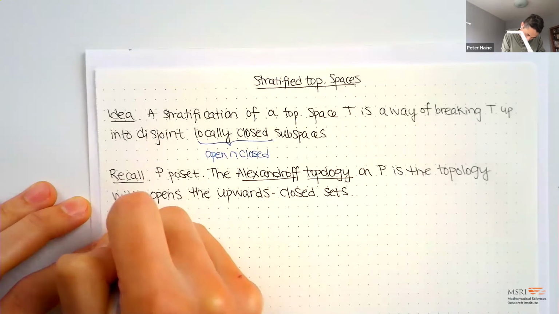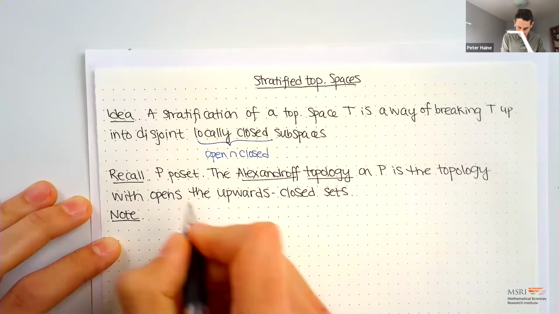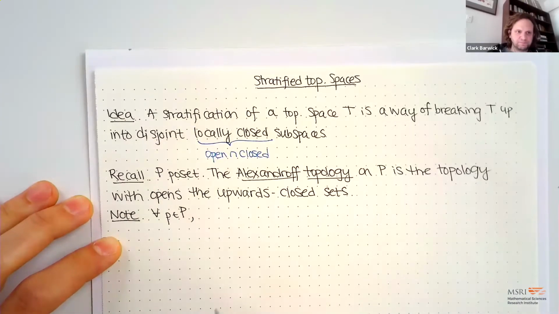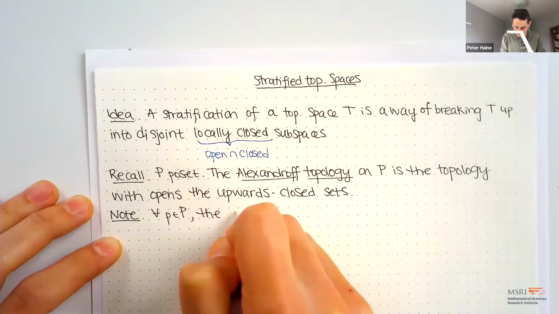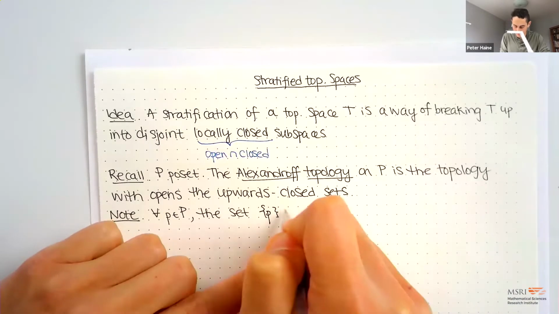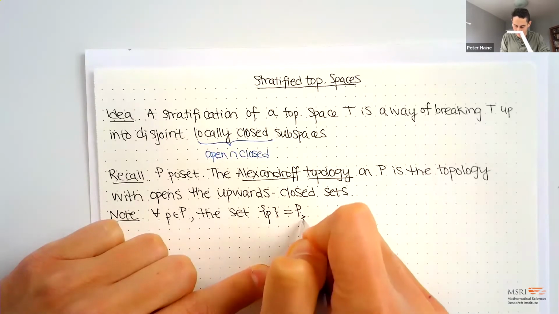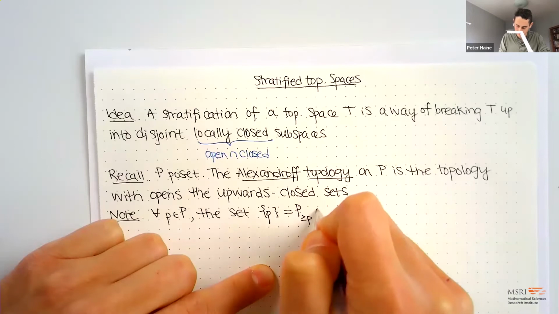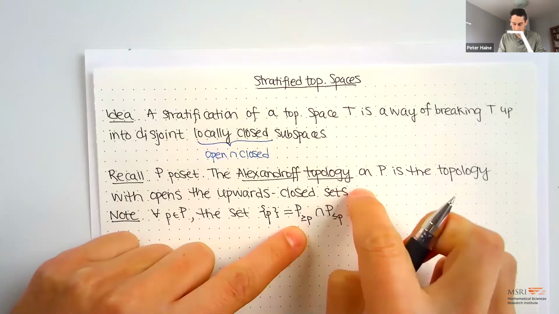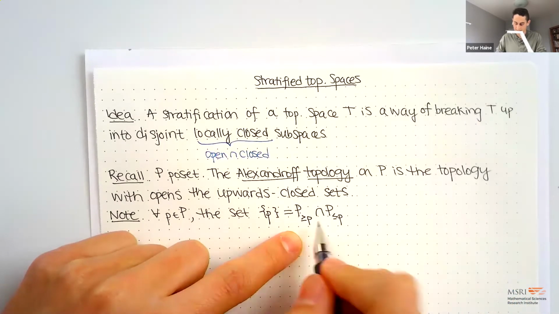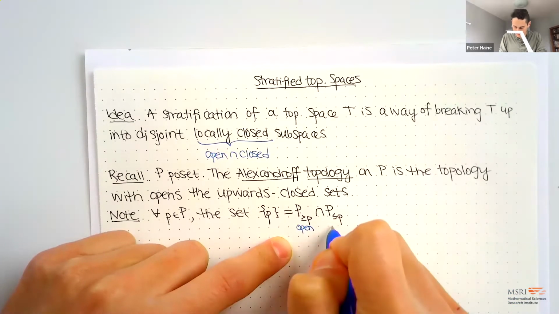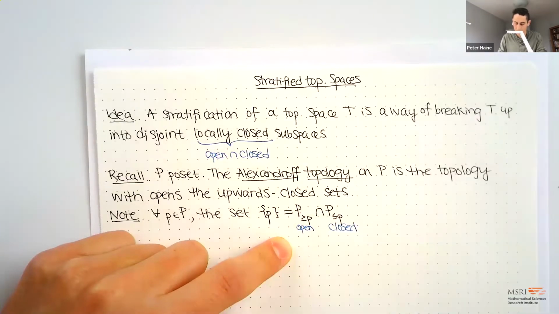Here's an observation: for every point P in my poset, the one point set {P} I can write as the intersection of the subset of elements bigger than or equal to P with the subset of elements less than or equal to P. By definition, this subset here is open, and this subset is closed. So every point is locally closed.